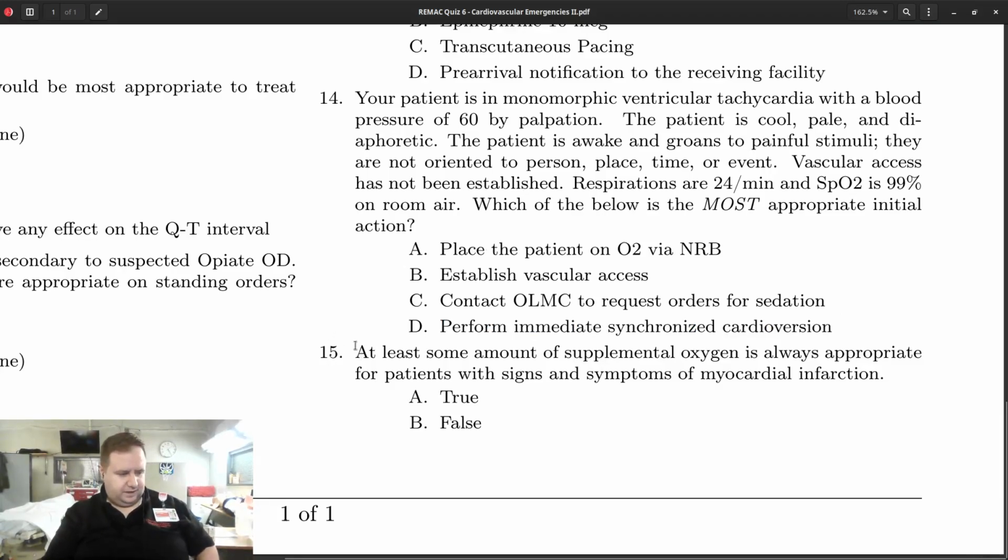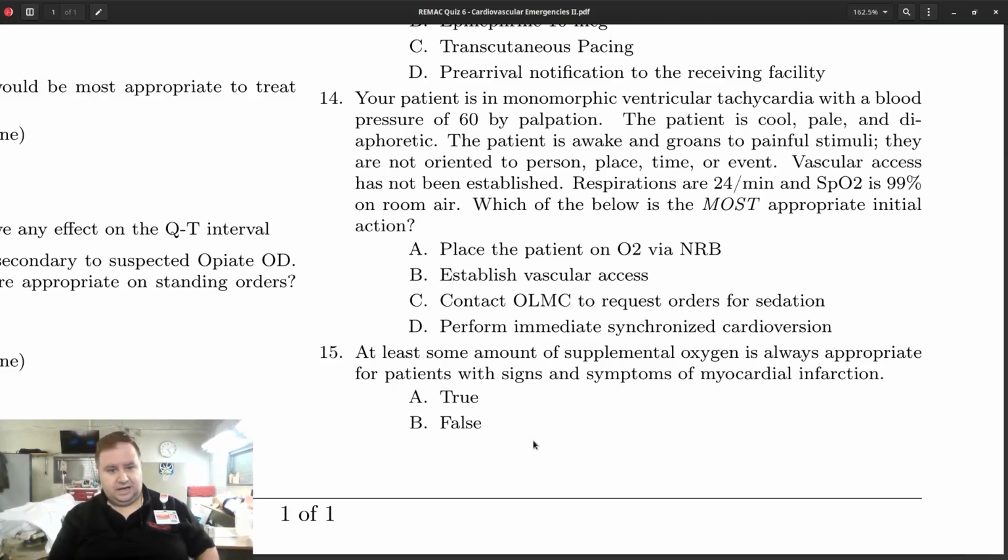Okay, question number 15. At least some amount of supplemental oxygen is always appropriate for patients with signs and symptoms of MI. True or false? It's false. AHA says that we should not give supplemental oxygen to anybody with an SpO2 of 90 or above and signs and symptoms of MI. And REMAC says appropriate oxygen therapy. So a reasonable definition for appropriate oxygen therapy is whatever AHA says is appropriate. So this is false. I know that there's this sort of heuristic of just everybody gets oxygen. It's wrong. It's just wrong.